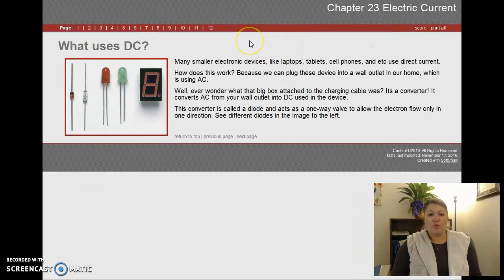Now, if our homes use AC current, what uses DC? Well, most of your smaller electronics, laptops, tablets, etc. Have you ever noticed on your charger cords for these devices, you have that big box, or your cell phone's got that big connector that you plug the USB in and plug it into the wall? Well, that big box has a diode in it, which is a converter. Converts your AC that comes out of the wall jack to DC that can be used in your device.